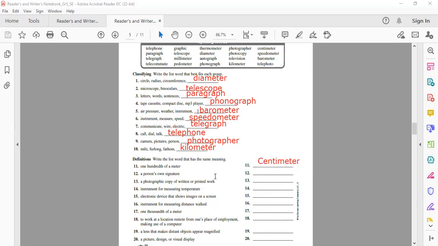Centimeter. Number 12. Anybody? Julian, are you there? Yes. Okay, go ahead, read number 12. A person's own signature. Your own signature, what do I call it? Auto? From the books. Autograph, excellent. So we have the word autograph. Excellent job. Mariana, you are next. Oh, I know this. Autograph.